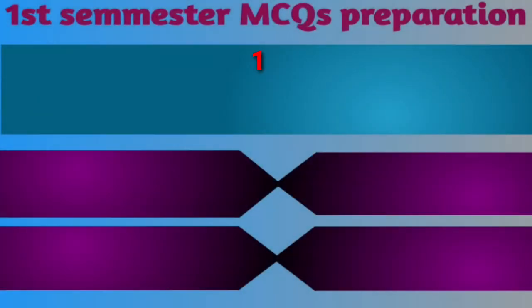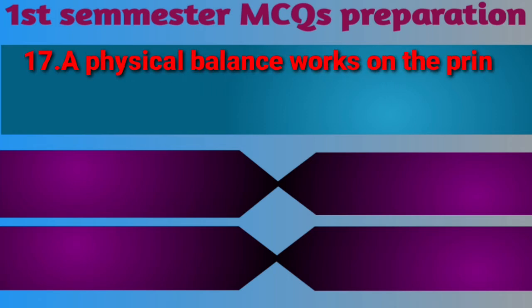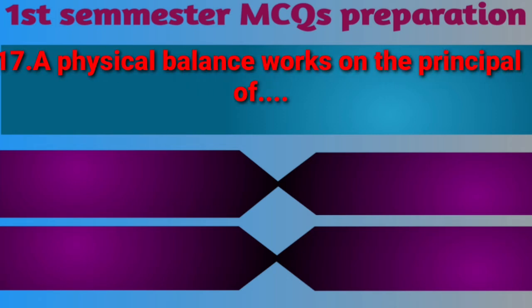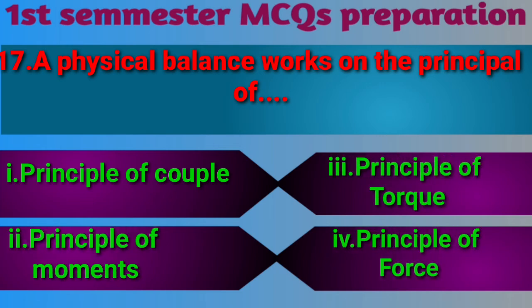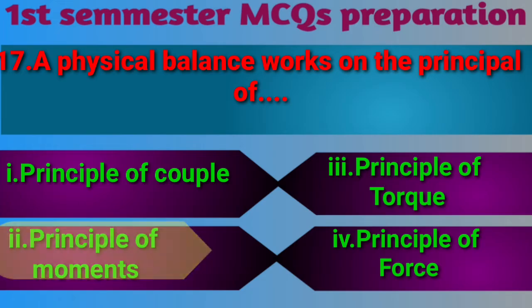Moving to the next question, that is question number 17. A physical balance works on the principle of. Options are principle of couple, principle of moments, principle of torque, or principle of force. The right answer will be principle of moments.